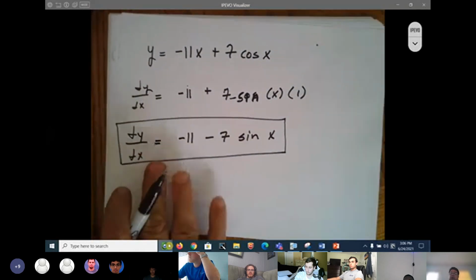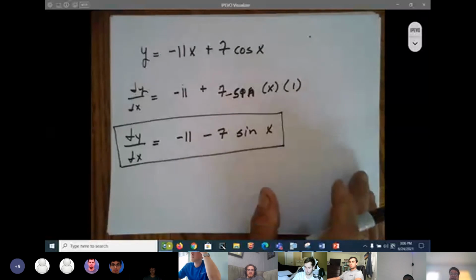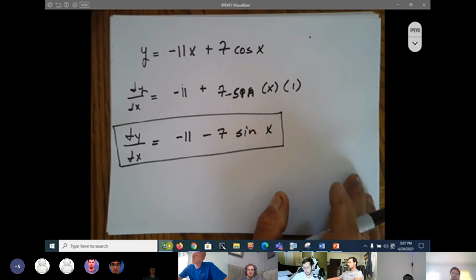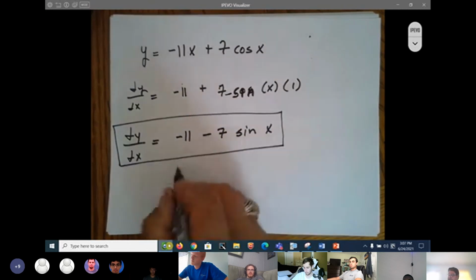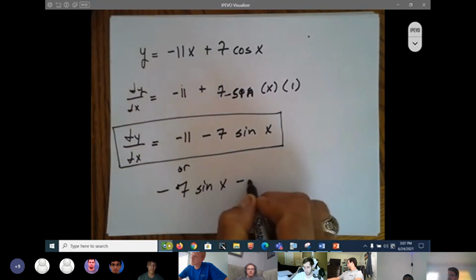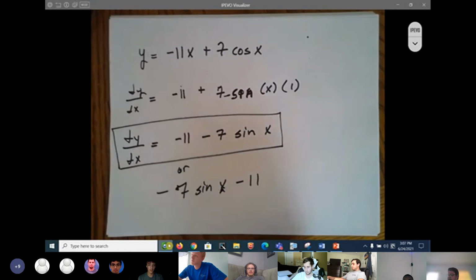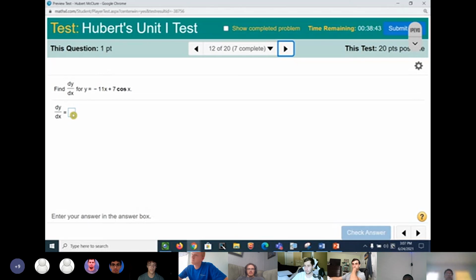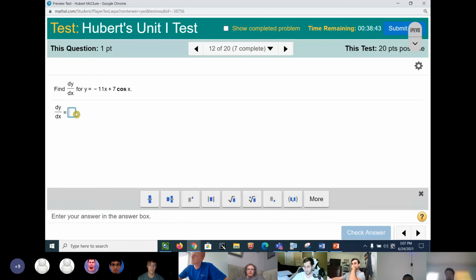Now, I'm not going to be persnickety on how you write it, that's the answer. If you want to factor out a -1, I don't know why you would, because it's not going to cancel. You could factor out the negative, but I don't know why you'd do that. So negative 11 minus the sine of x.